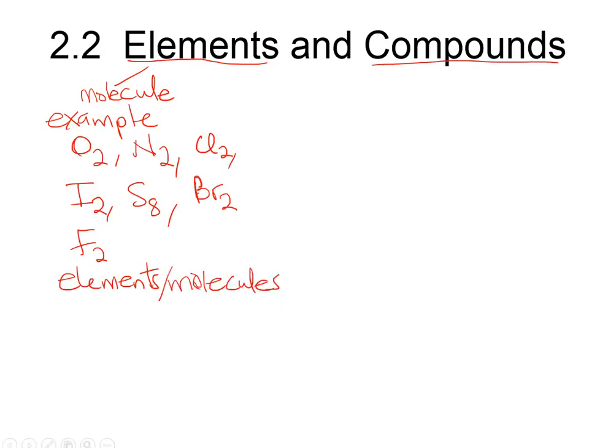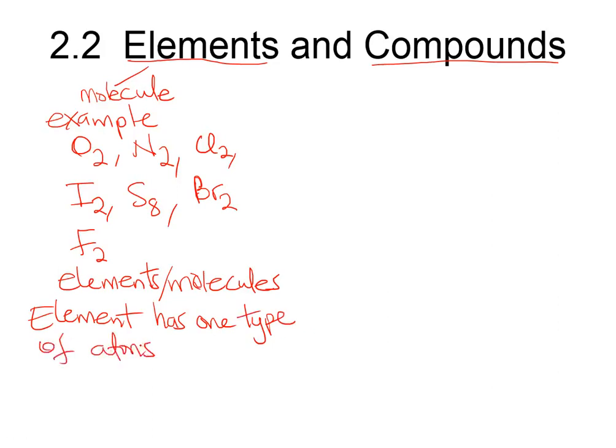Why do we call them like that? An element has one type of atoms. So you need to take note of that. Element has one type of atoms. As you can see, oxygen has two atoms that are both oxygen. Nitrogen has two atoms that are both nitrogen. Sulfur has 8 atoms. All of them are S.